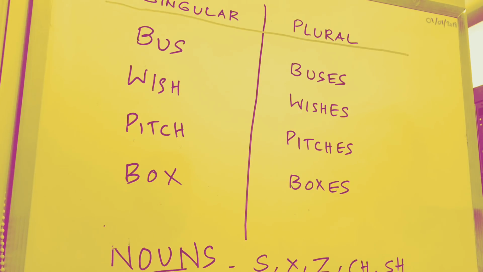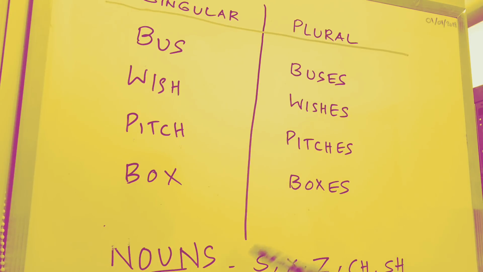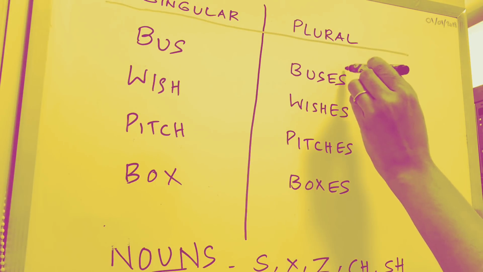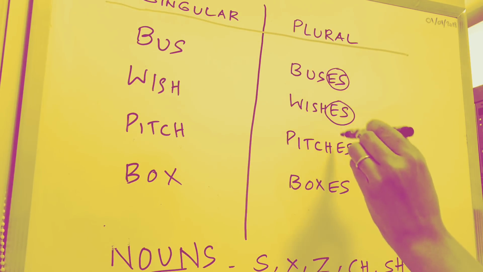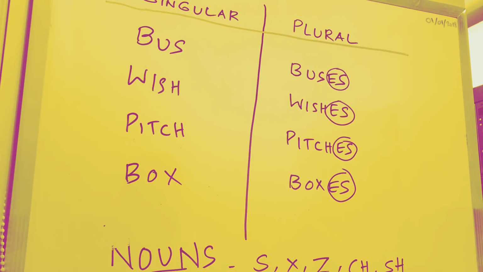Okay, so I hope you understood that these are a little bit different than the nouns we were talking about before. So when you want to change any noun that ends with these letters into plural, you would add an ES. And that's just a rule in grammar.